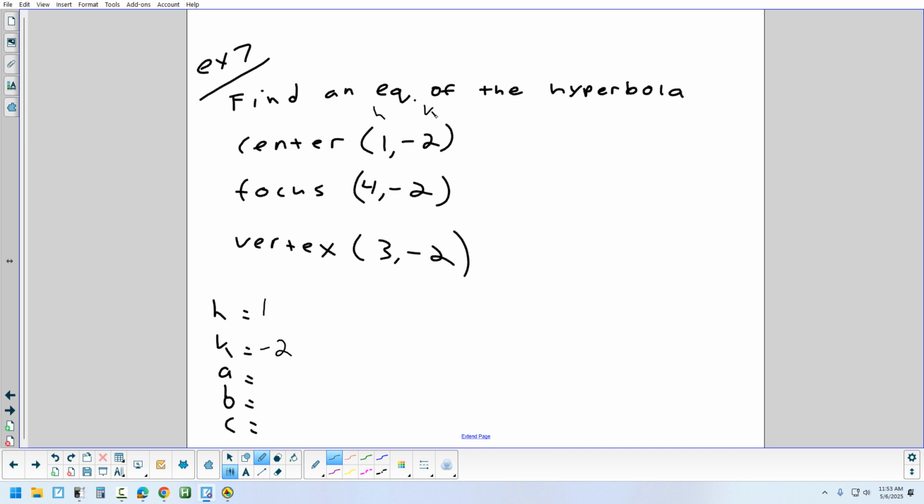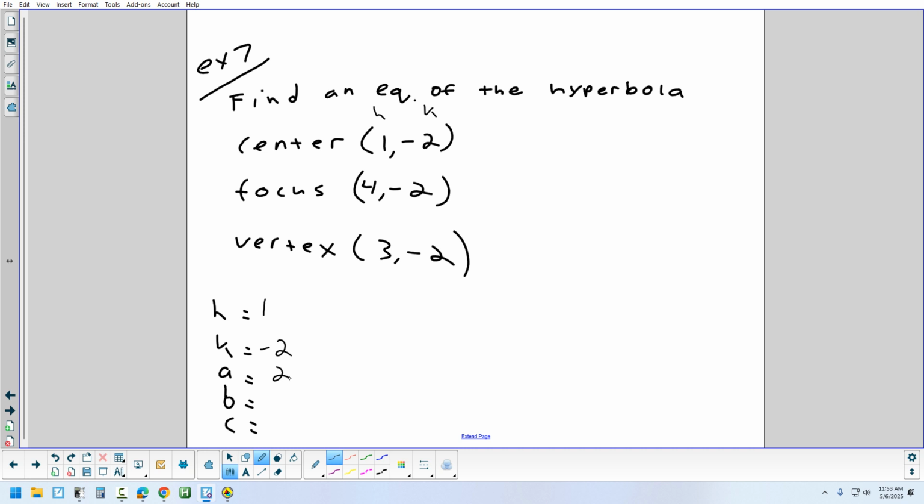You can also find A and C. A little more work to find A and C, but still not that bad. A is the distance between the center and the vertex. What's the distance between the center and the vertex? Right 1 down 2, right 3 down 2. How far apart? 2 units.